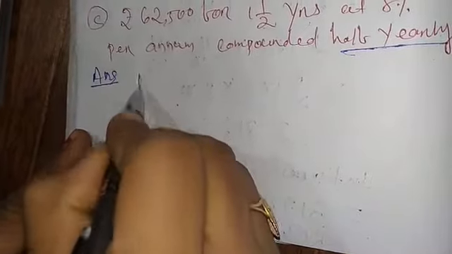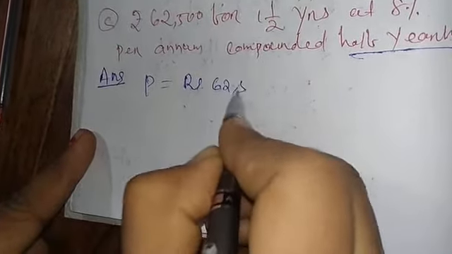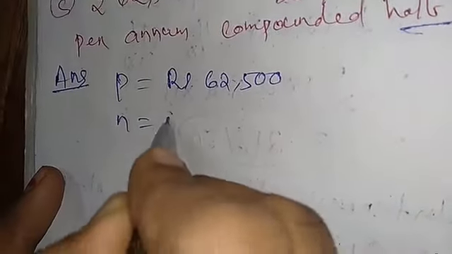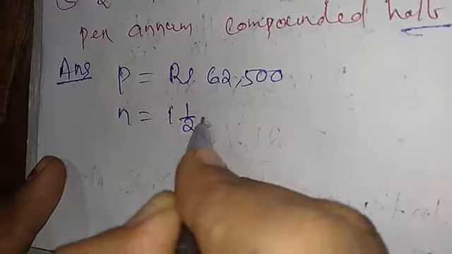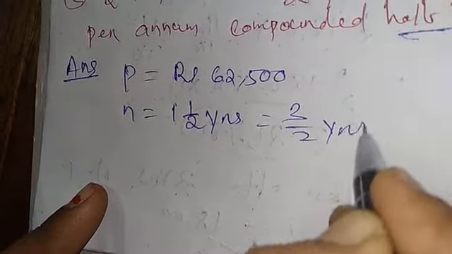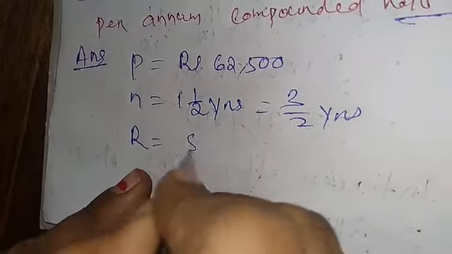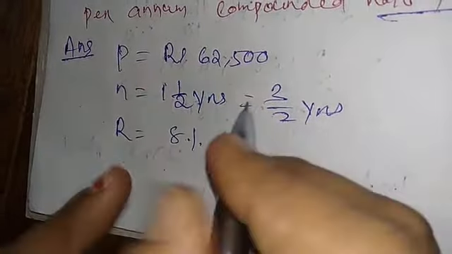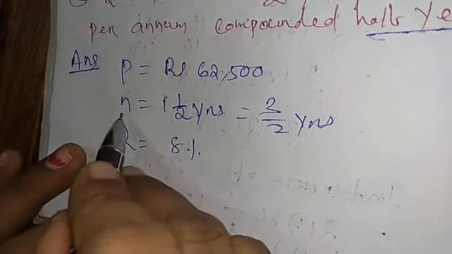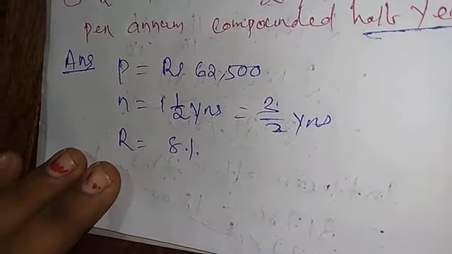Okay, here principal equal to 62,500 and n equal to 1 whole 1 by 2 years, which means 3 by 2 years. Then r equal to 8%. But here the compound interest is calculated half-yearly. So here n equal to 3 by 2 means annually.